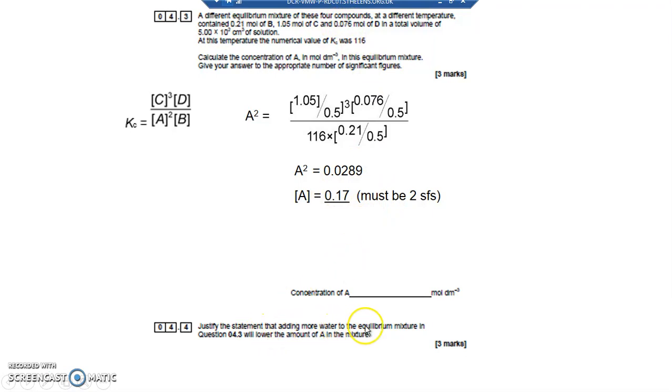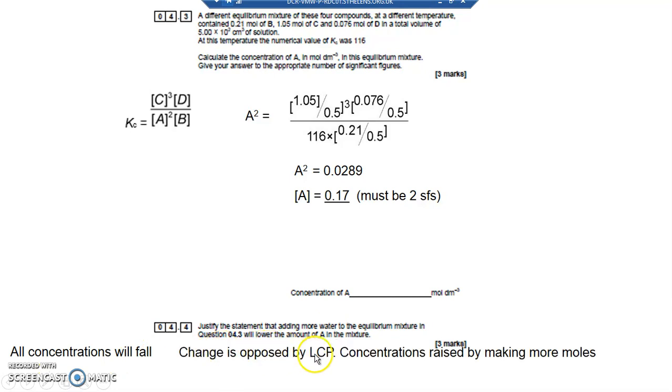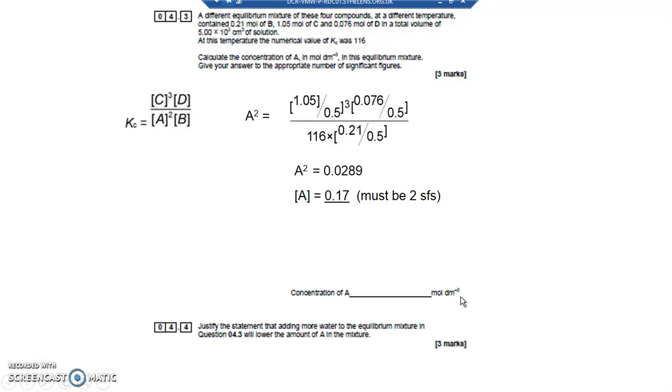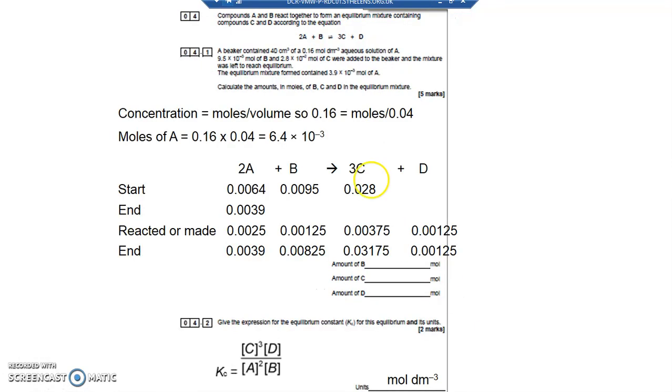Justify the statement that adding more water to the equilibrium mixture will lower the amount of A in the mixture. That's difficult for 3 marks. So first of all, you need to say that adding more water will lower the concentration of everything. Then Le Chatelier's principle says the system opposes any change. So any lowering of concentration means that the concentrations have got to rise. It needs to make more moles of chemicals. And the side that's most affected if you lower the concentration is the side on the right because that's got more moles.